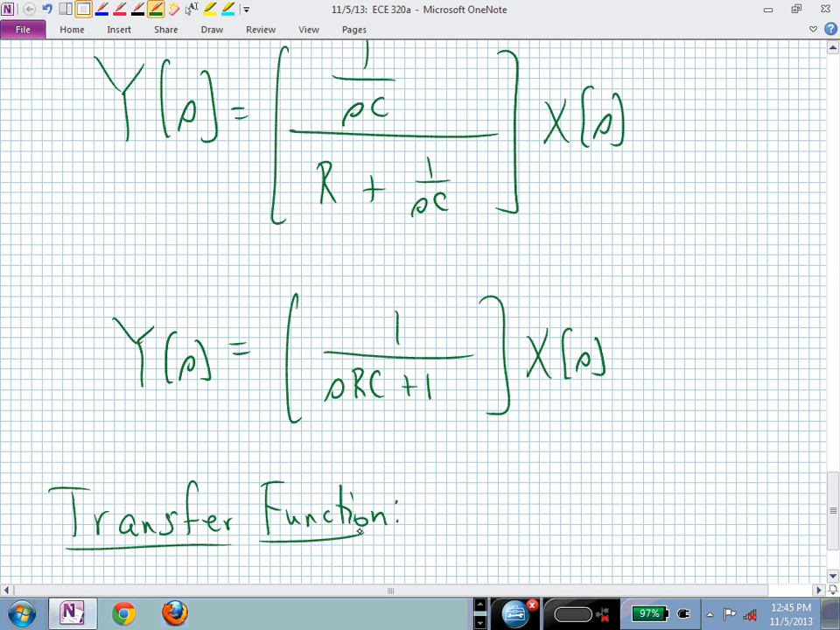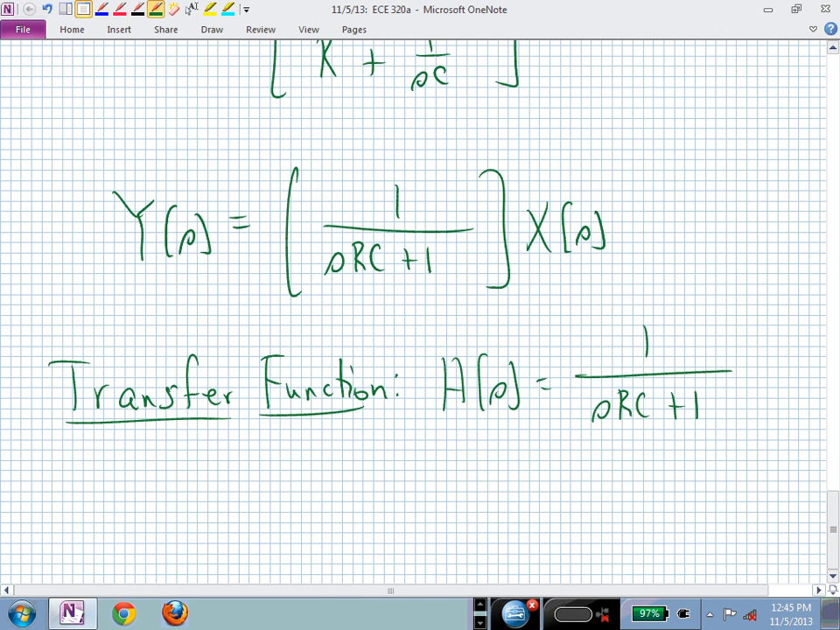Our transfer function, H of S, is 1 over SRC plus 1. Do you remember what structure we referred to that form as? I think we introduced two different structures for a transfer function. Do you remember what this one might be? Is it pole zero form? Is it time constant form?